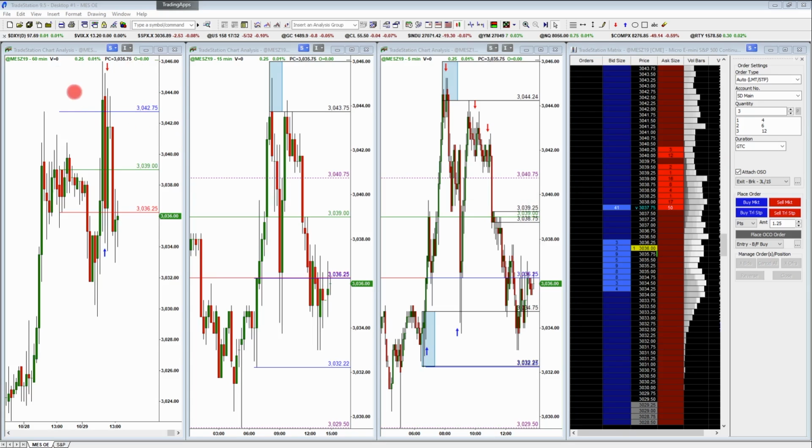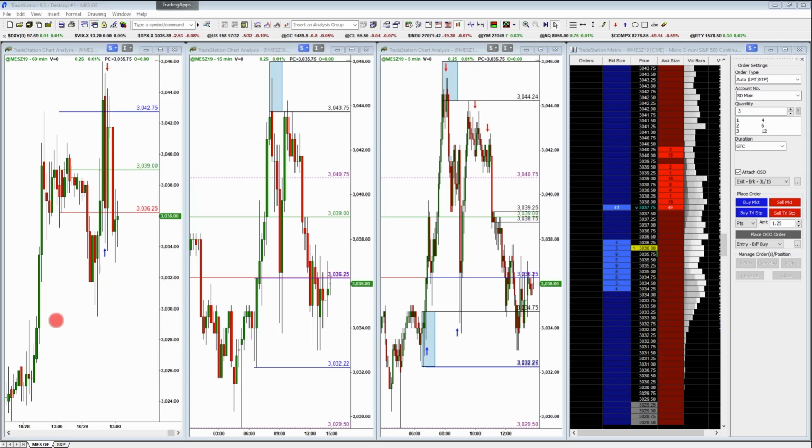Now, at the time over here on the 60-minute, you can see that this blue line was the previous day high, and we poked above that a few times, could not stay above that, and proceeded to come back to this pivot or swing up here at 3034, which brings us into the market environment that we saw this morning.